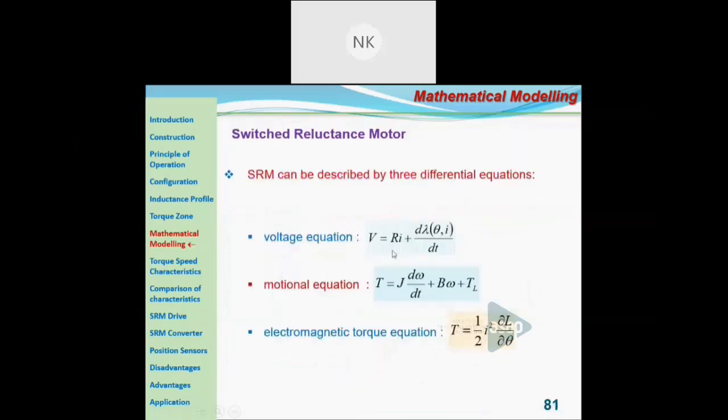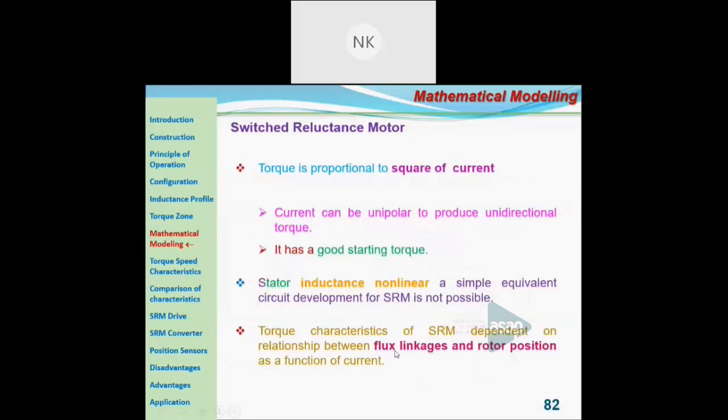So the voltage equation is V equal to Ri plus d psi by dt, and the motional equation is T equal to J d omega by dt plus B omega plus TL, where J is the moment of inertia and B is the viscous friction coefficient. The electromagnetic torque is half i square dL by d theta. Since the torque is proportional to the square of the current, the current can be unipolar to produce unidirectional torque. It will give good starting torque also. The stator inductance is non-linear, so it is not easy to develop a simple equivalent circuit.